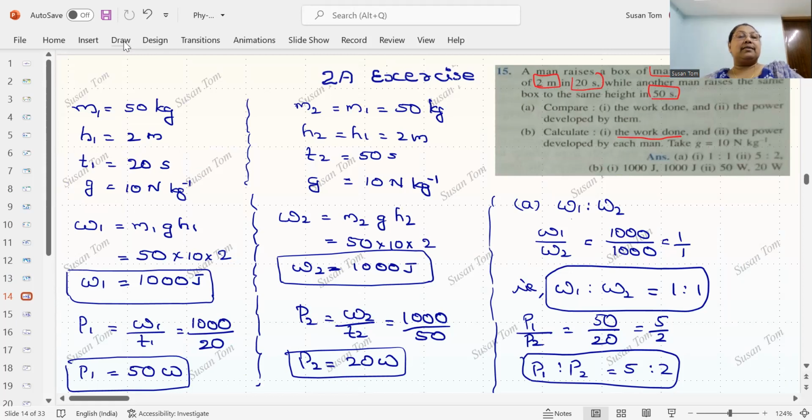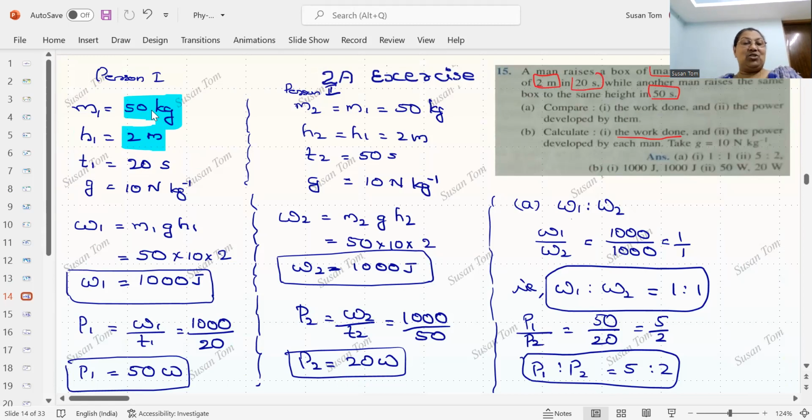Mass. First person 1 is 50 kg. You can mention first person 1. This is for person 2. Yeah. Person 1, the mass is 50 kg. Height to raise the box is 2 meters. Not the person's, the box's mass. Okay. Mass of the box is 50 kg, to raise 2 meters in 20 seconds by the first person.